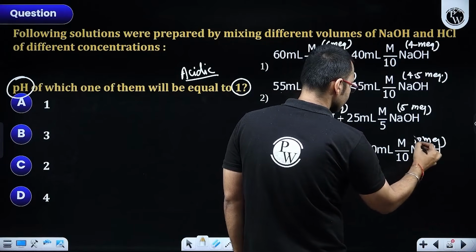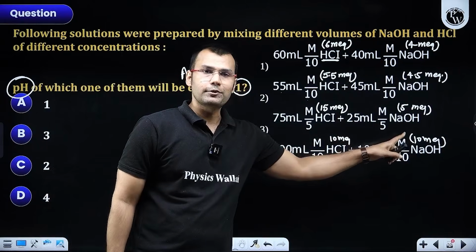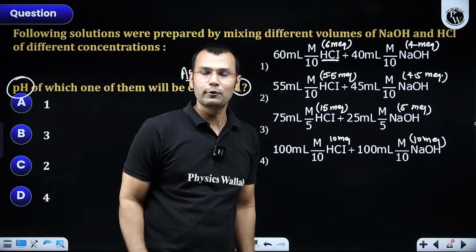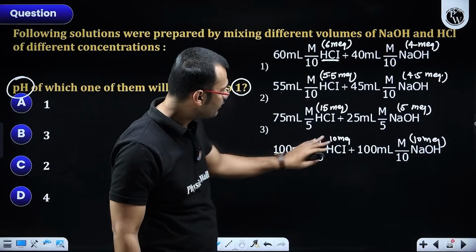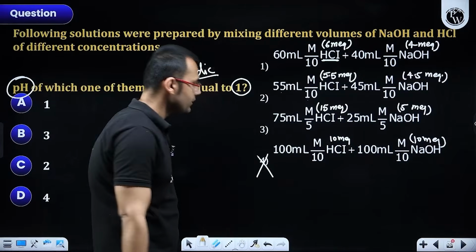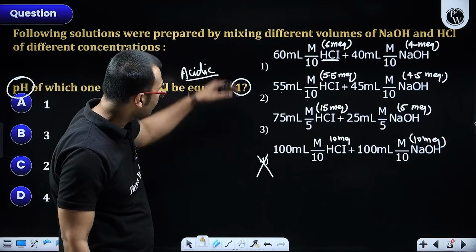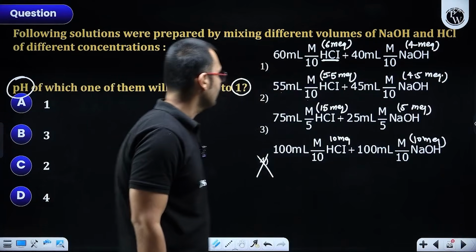Now notice, in the fourth case, acid base have equal equivalents. So in this case, final solution, you don't have to calculate. It will be neutral because we have equal equivalents of acid and base. So this solution can't give you pH 1. Now check for the 1, 2, 3. Now for 1, 2, 3, we will have to apply the formula one by one.